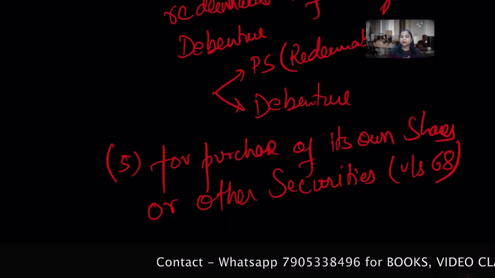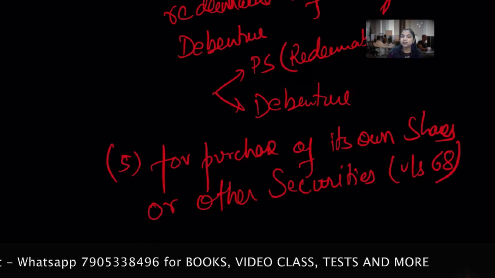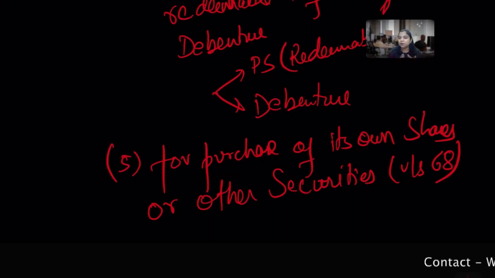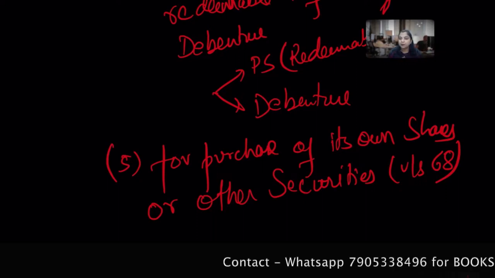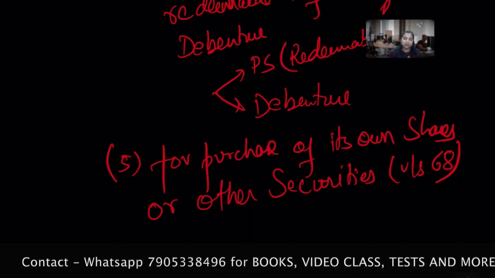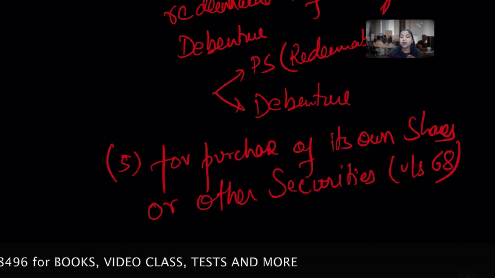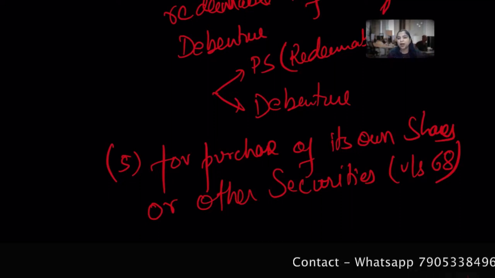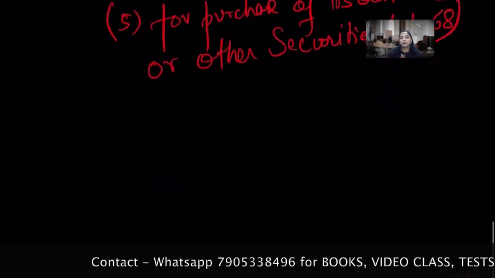But that should be in one of the specified modes; the utilization of the securities premium received on shares issued at a premium must be in the modes mentioned above, not other than those. If the company goes for any other use, it will attract the provisions relating to the reduction of share capital, and that will fall under the requirements of the Companies Act.